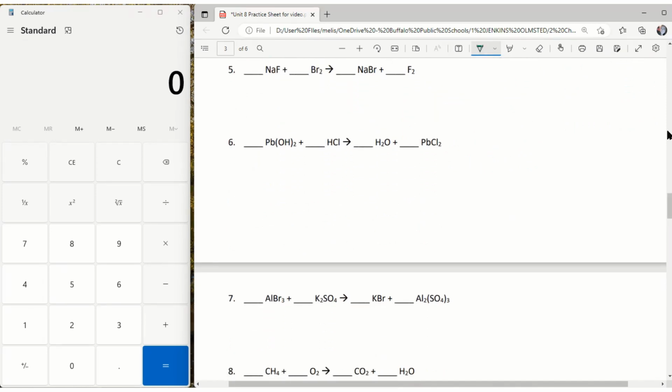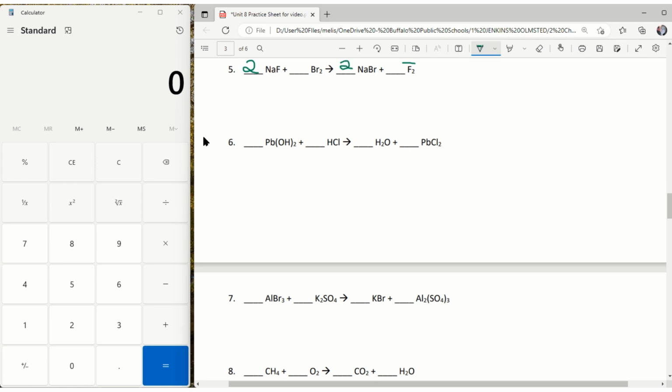All right, so this one I'm going to try to show you how I do it shorthand without writing everything out, okay? So I'm going to look, NA looks fine, F is not fine, and BR is not fine. So let's just start with F. This side has 2 F's, this side only has 1. So multiply this by 2. That fixes F, but now NA, I need 2.